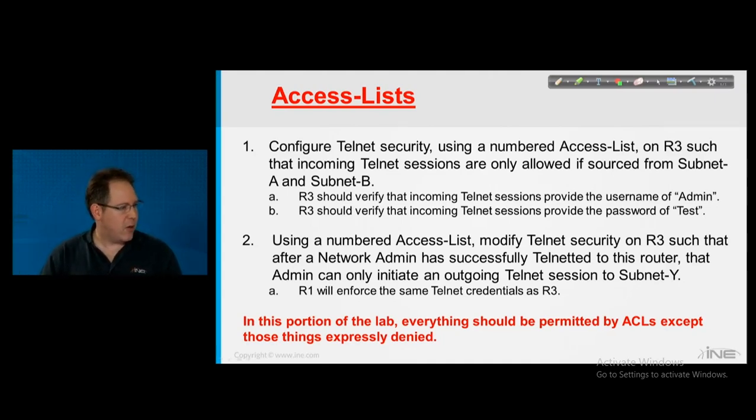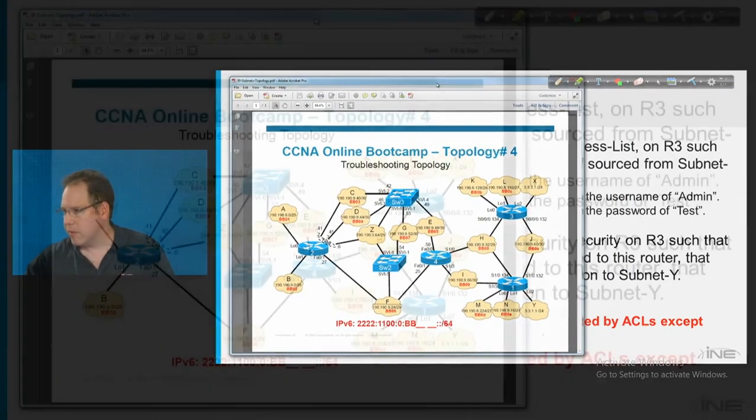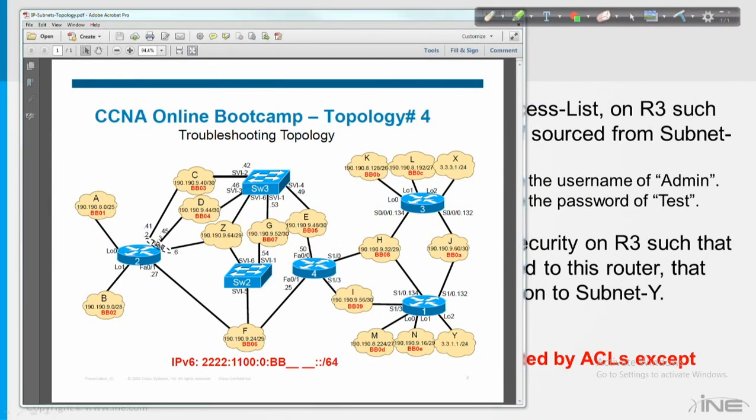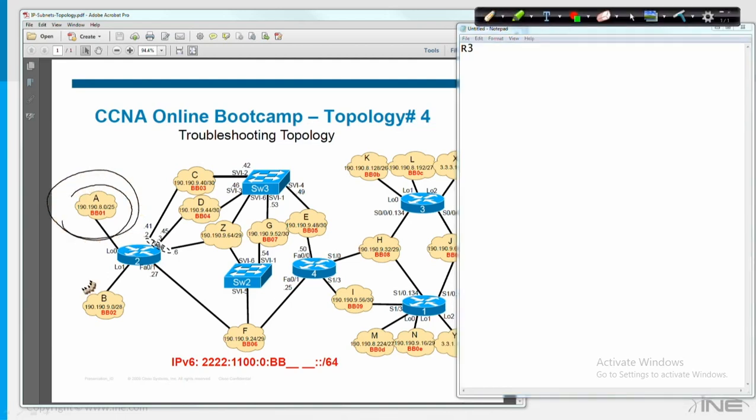All right, so let's go ahead and configure this access list. We're on router 3. Let's bring up our subnet diagram here. And I will bring up Notepad, and we'll work up our configuration on that and then apply it. Okay, so we were told that telnet sessions should only be allowed if they're coming from this network here or this network here. Everything else should be denied.